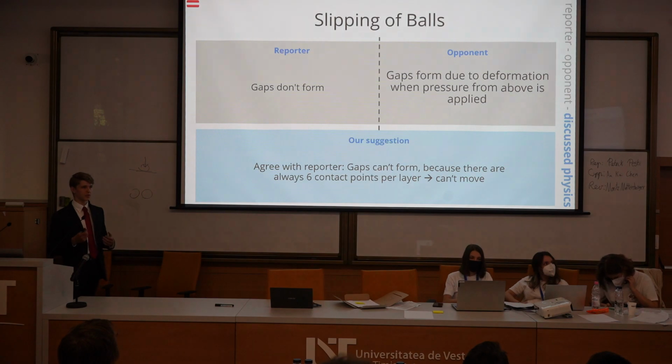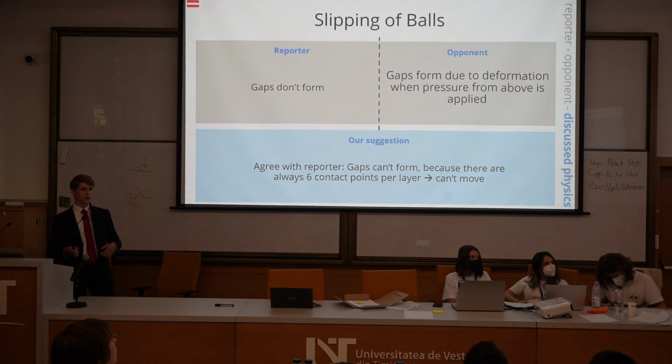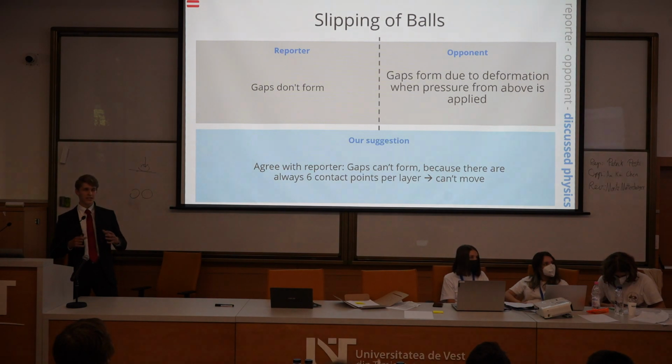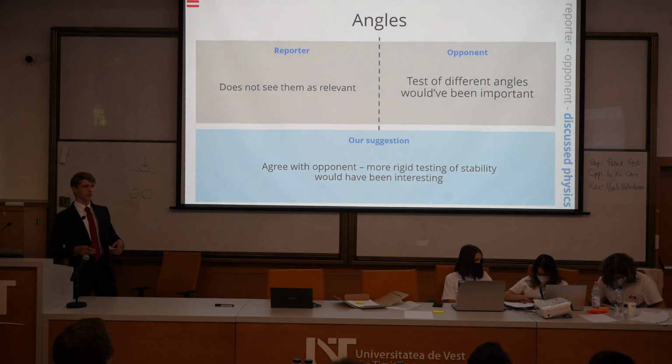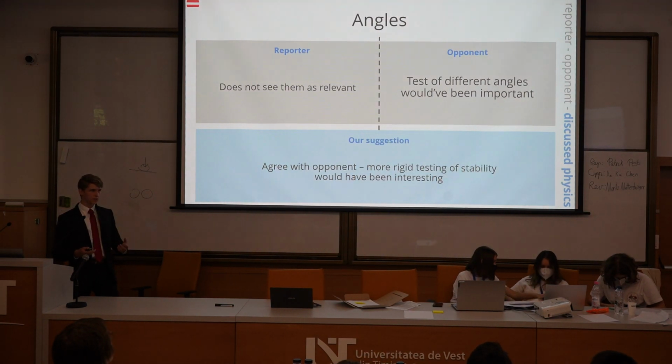The next point was about the slipping of balls. The opponent asked if gaps formed during deformation. The reporter said that they didn't. And we actually agree with the reporter, since there are always 6 contact points per layer. Therefore, gaps cannot form.